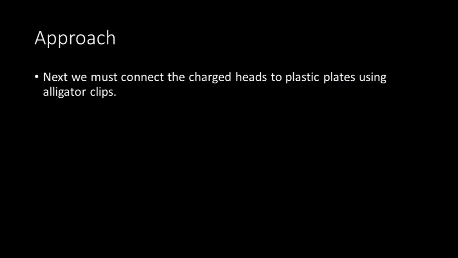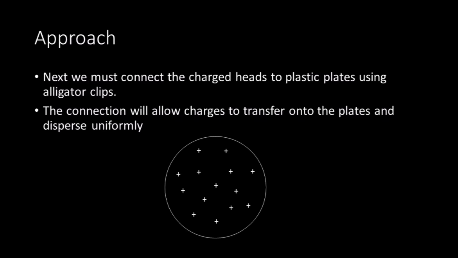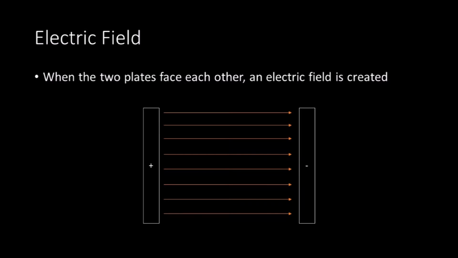Now that we talked about the Wimshurst generator, we must connect the charge heads to a plastic plate using alligator clips. This connection will allow charges to transfer onto the plates and disperse uniformly. A representation of what's happening on the plates can be seen below. The key part in this demonstration is to note when the two plates face each other, an electric field is created. It goes from the positive plate to the negative plate.